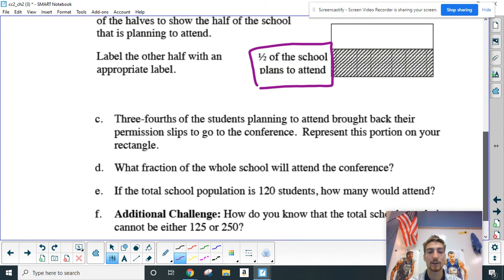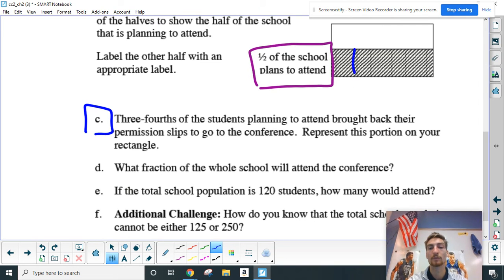So now the questions are down here, and it says, first one, 3/4 of the students planning to attend brought back their permission slips to go to the conference. Represent this portion on your rectangle. So here we already have our half. And so we're going to take this half and we're going to divide it into fourths, right? Because we want 3/4. So now I've divided into 1, 2, 3, 4 parts, and 3/4 of them are going on this trip. So I'm going to shade 3/4.